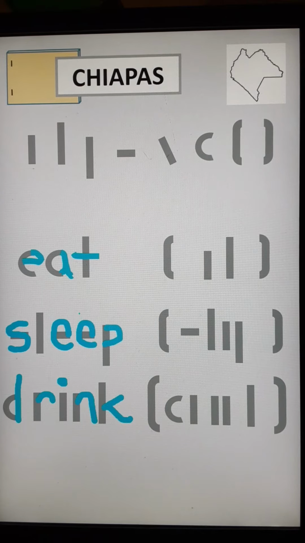We're going to move eat, sleep, and drink over to the side, but you should have room in your workbook for another box right nearby where you have eat in English. Clean this up a little bit. Eat in English, and you have eat in pronunciation.